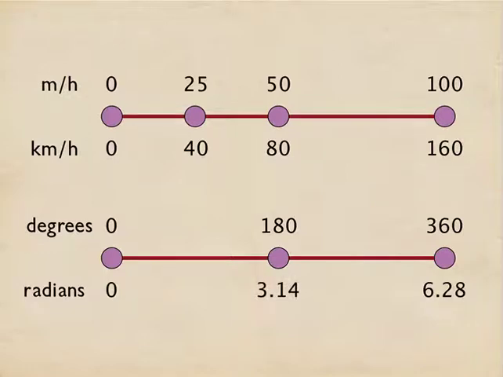Okay, let's do the same thing again that we did above. What's halfway between 0 and 180? Well, that'll be a quarter of the way around the circle. That's 90. And what's halfway between 0 and 3.14? Now again, get out your calculator. Turns out it's 1.57.